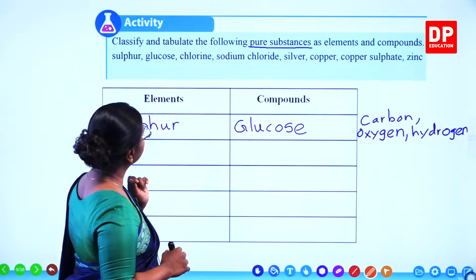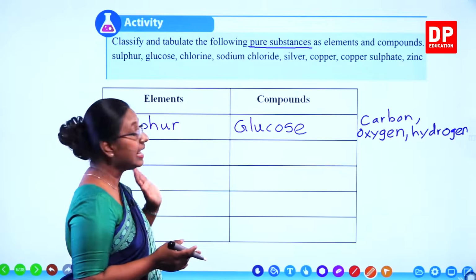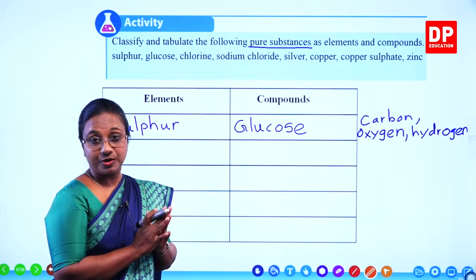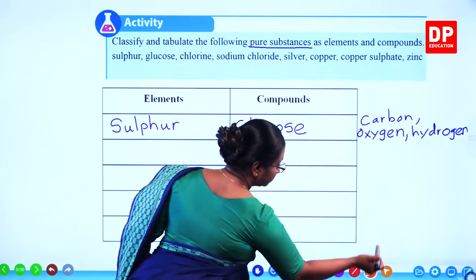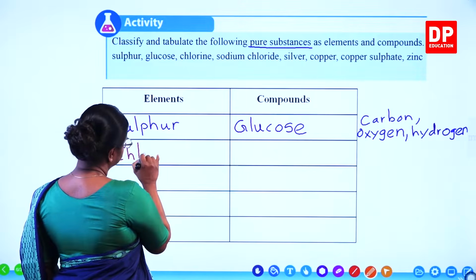Then look at chlorine. Chlorine is a pure substance. It is an element because that's made up of only one type of constituent particles, chlorine. So, that comes under elements, chlorine.